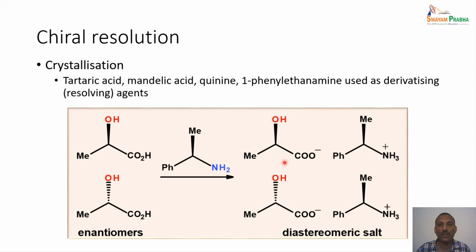Since they have different physical properties, we can use crystallization, column chromatography, or many other methods to separate them. In this particular case, we are using crystallization. The different rate of crystallization of these two salts can be employed to separate these two diastereomers. Once they are separated, we can cleave the amine part from the carboxylic acid by treatment with an acid, which regenerates this enantiomer in a single 100% pure form. The same way, the other acid also can be separated. In other words, these two enantiomers can easily be separated by crystallization methods.